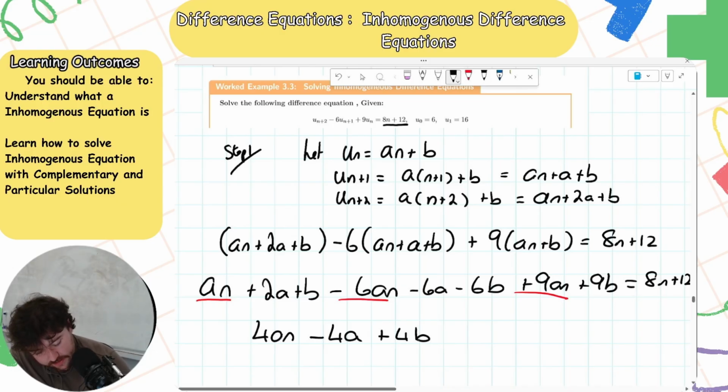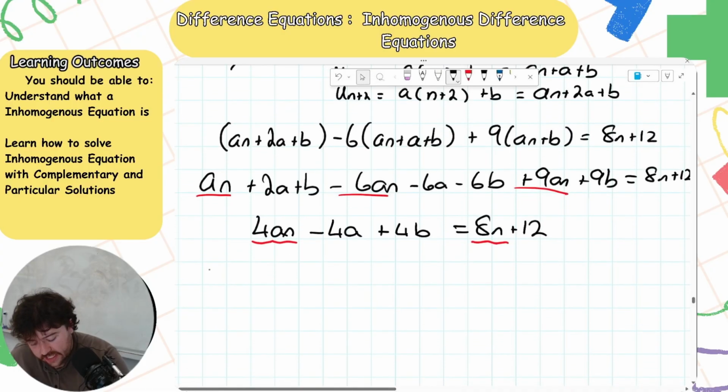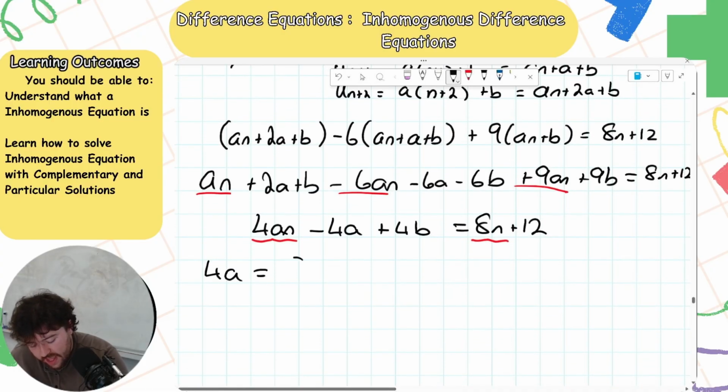2a minus 6a minus 4, and that's going to be equal to 8n plus 12. Now I have an algebraic identity. So 4an has to equal 8n because they both are n. So I equate the coefficients. 4a is equal to 8. Therefore, a is equal to 2.